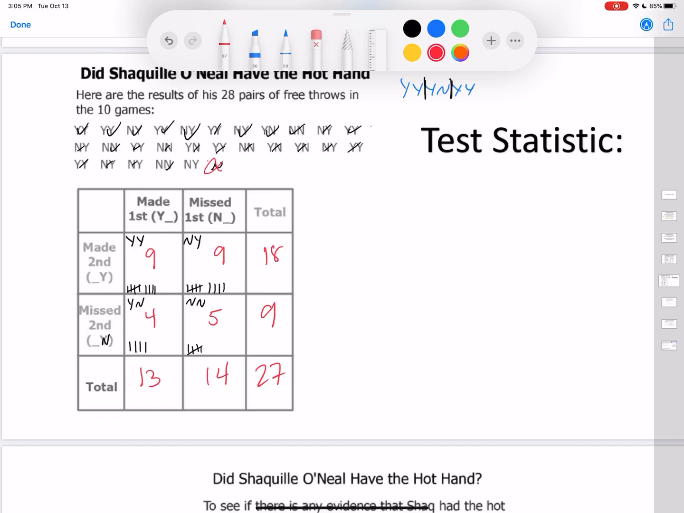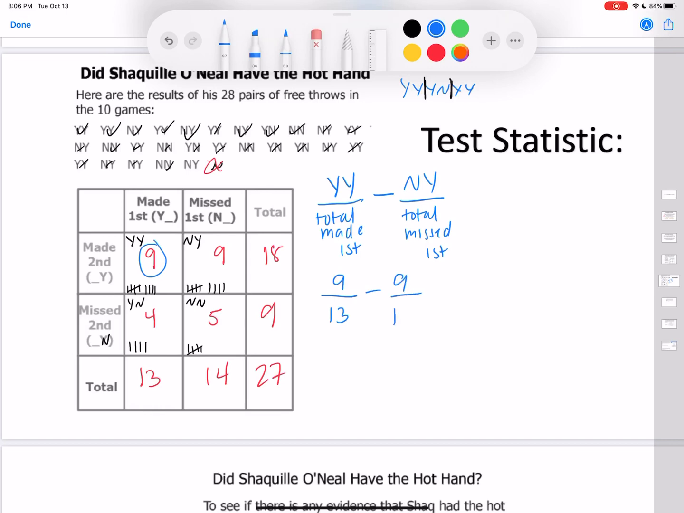To calculate our test statistic, we do the yeses divided by the total made first, and we subtract the no yeses divided by the total missed first. So in this case, he made 9 out of 13 total made first, and he missed and then made 9, but out of 14 this time.